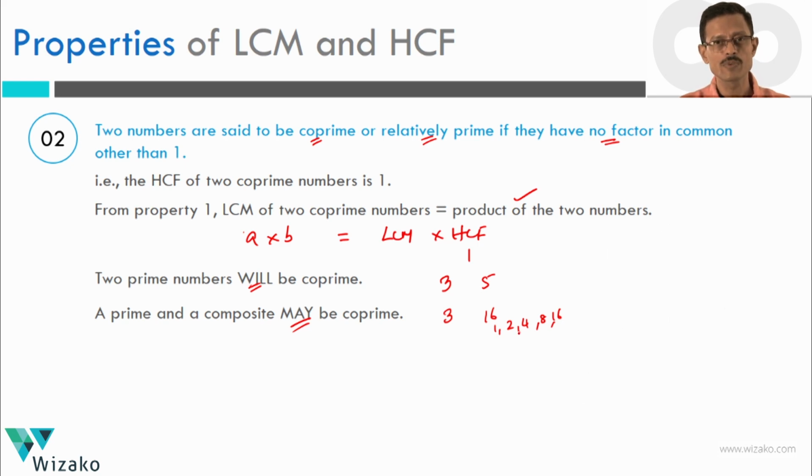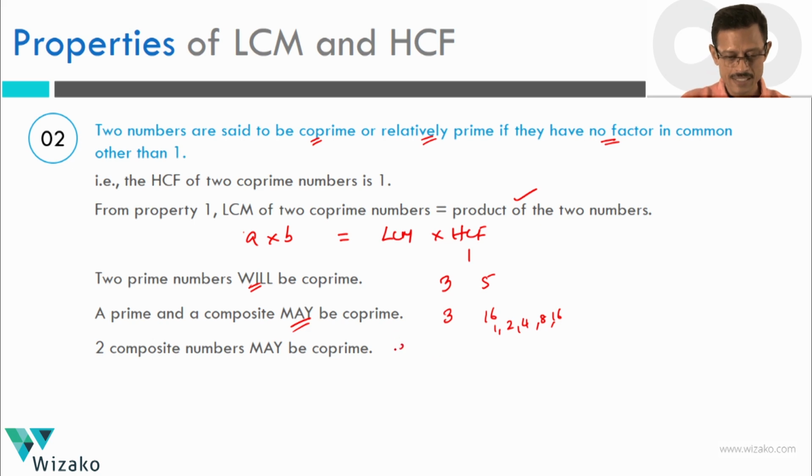Can two composite numbers be co-prime? Certainly. Here is an example. Take 9 and 25. Factors of 9 are 1, 3, 9. Factors of 25 are 1, 5, 25. No factor in common. So they also may be co-prime.